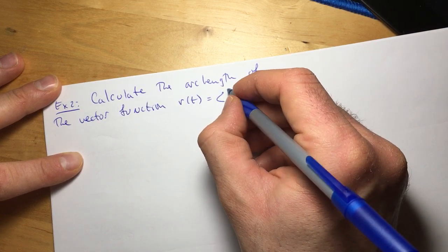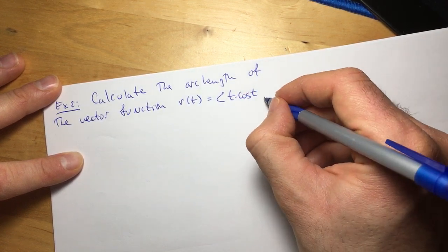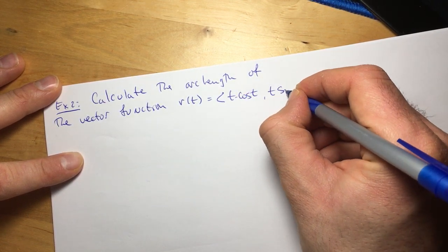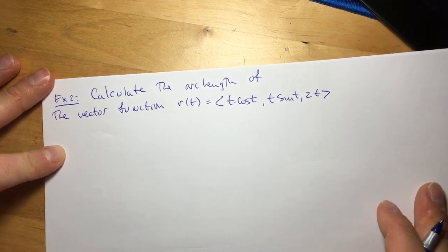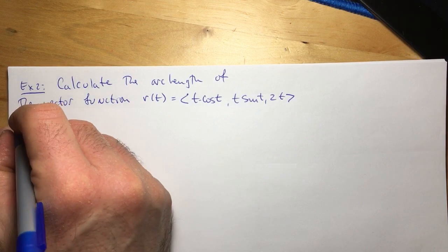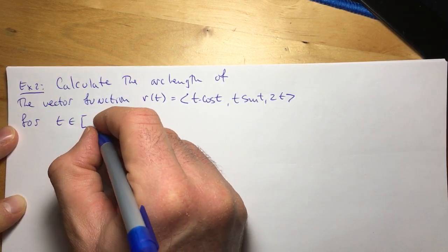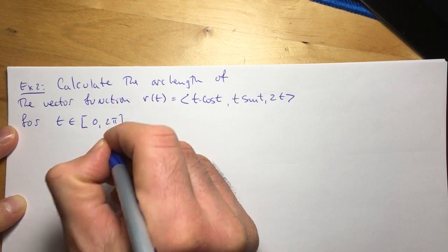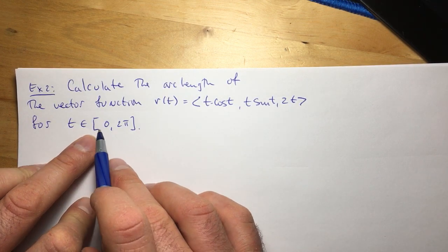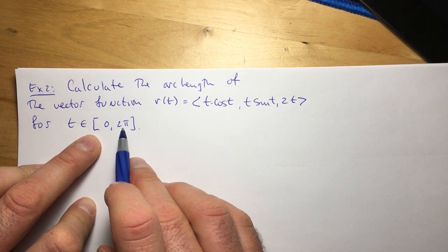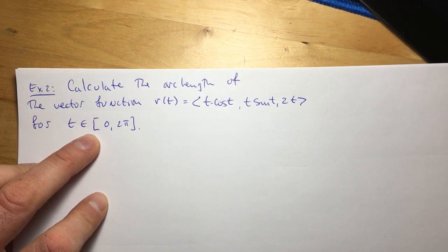t cosine of t, right, t times cosine of t, t times sine of t, and 2t for t on the interval from 0 to 2 pi, right? The difference between this problem and the previous problem is that here the beginning and the end of t is given with respect to t, not defined as the starting point and the end point on the curve.